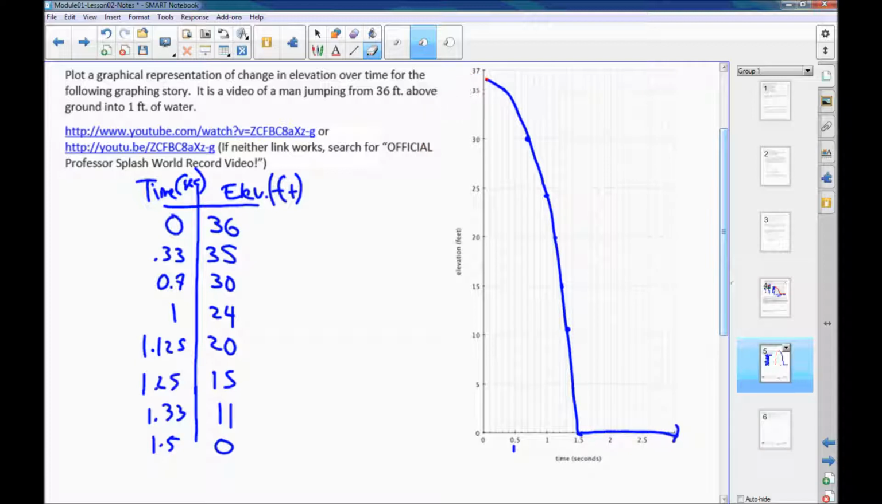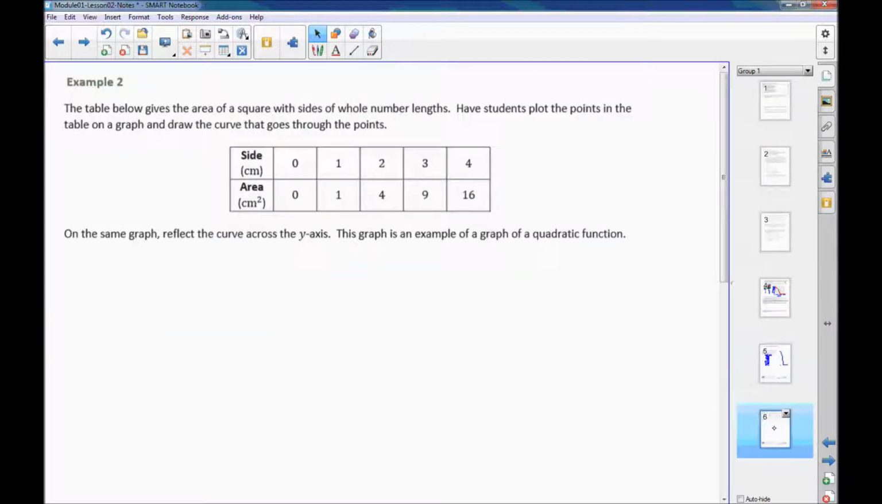Okay? All right, we have one more on our last page here. And on our last page, we have example 2. So the table below gives the area of a square with the sides of whole number lengths. Okay, so it has to plot the points in the table on the graph and then draw the curve that goes through these points. So we have this. A side of 0 gives an area of 0, because 0 times 0 for a square will give you 0.